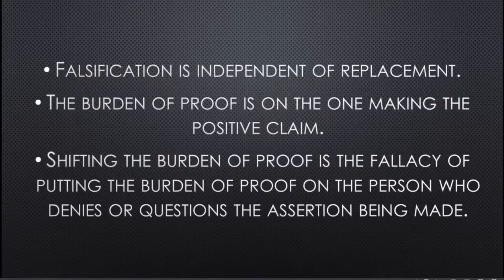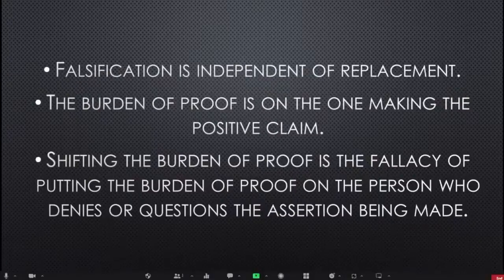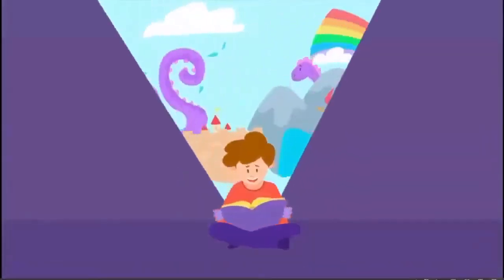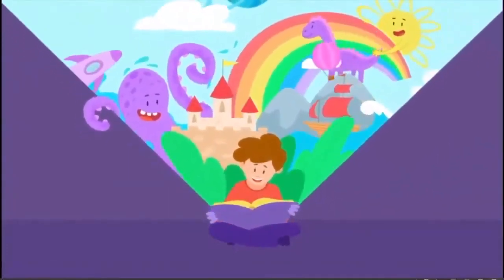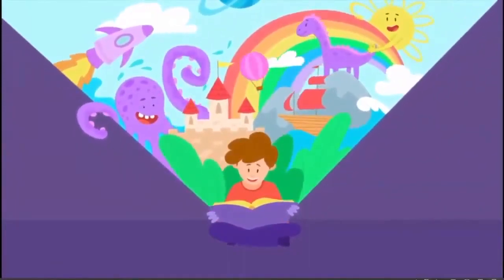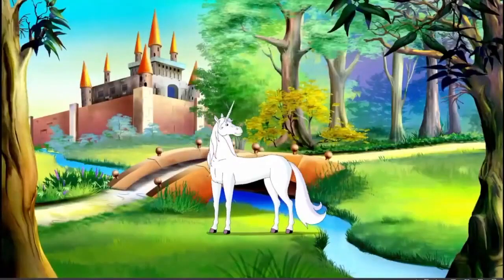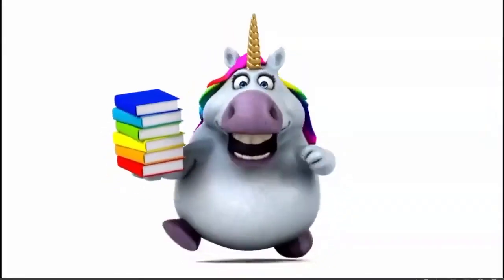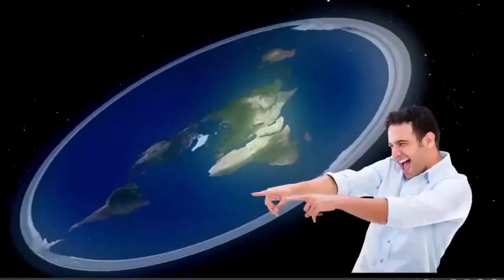The burden of proof is on the one making the positive claim, and shifting the burden of proof is the fallacy of putting the burden of proof on the person who denies or questions the assertion being made, which is very important in this discussion. For example, if you tell me that dinosaurs and rockets go to space and unicorns exist, and you say, I read it in a book, you're making a positive claim. You say, look, I have a picture of a unicorn. That doesn't mean that unicorns exist. Unicorn pictures in books don't prove anything. But if you make the positive claim, you have the burden of proof.